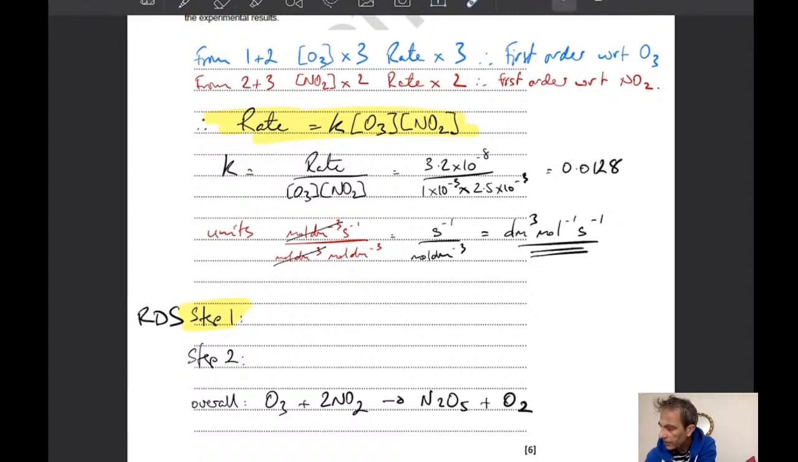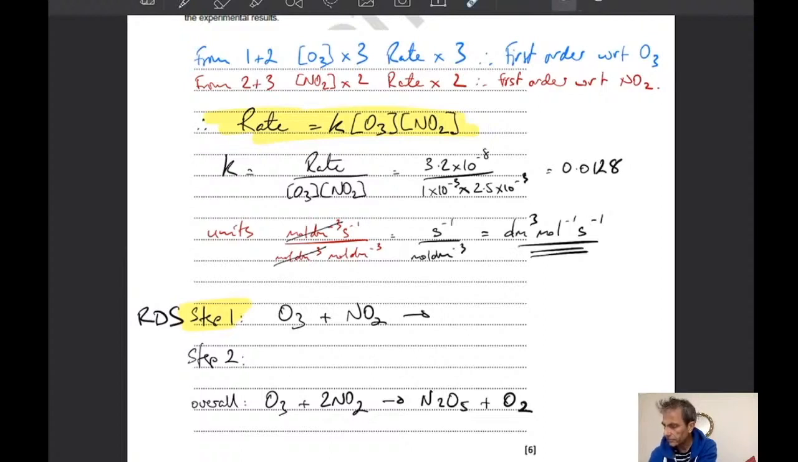The fact that we've got an O3 order 1 and an NO2 order 1 in the rate equation means that our reactants for step 1, the rate determinant step, has got to be O3 plus NO2. That is all we're allowed as reactants for our rate determinant step.